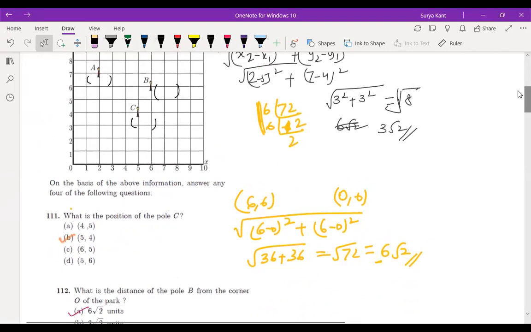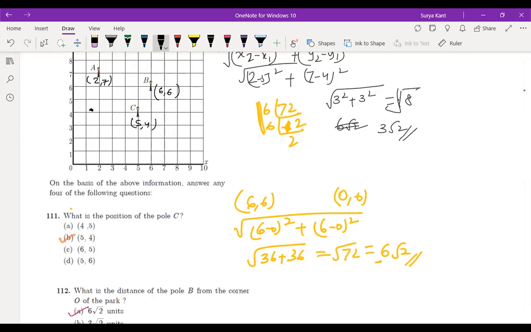So pole C, if you see, this is 5 comma 4, right? Pole B, if you see, this is 6 comma 6. Pole A, if you see, A is your 2 comma 7. Okay, so one pole will come somewhere here, like this. So the first one is clear.